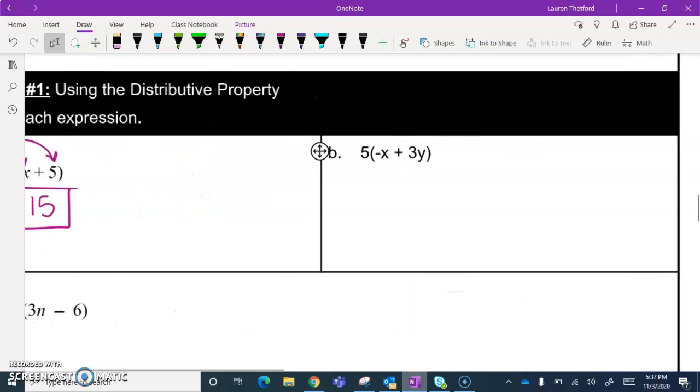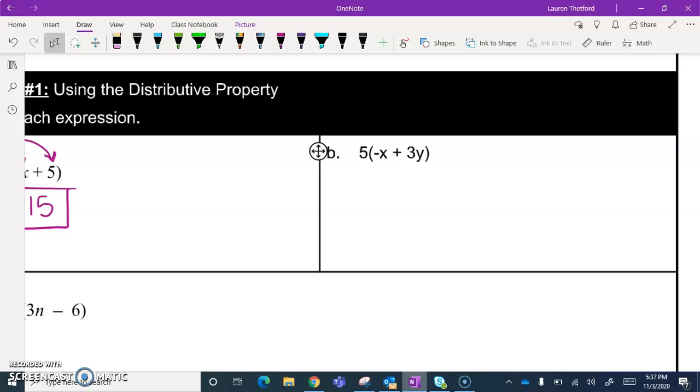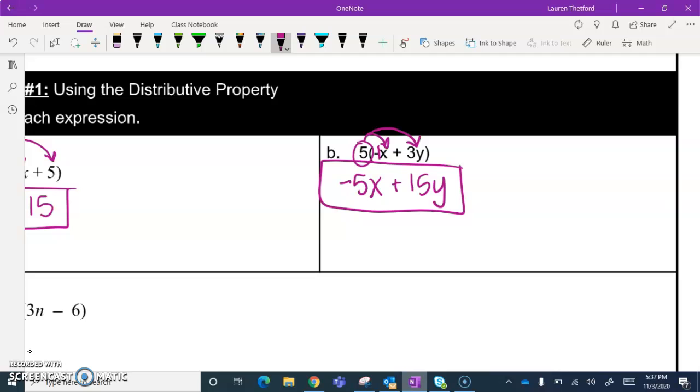All right, let's do letter B, example B. So we have a 5, and this 5 is going to be multiplied times that -1x. So this is a -1. So 5 times negative 1 is negative 5x. And then we're going to multiply the 5 to the 3y. So 5 times 3 is 15, and it's positive, so I keep that addition sign. And then I keep my y. And this is my answer.